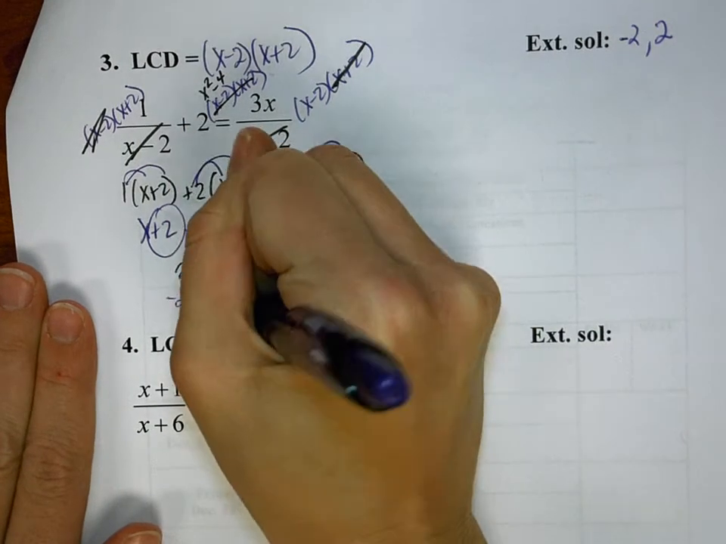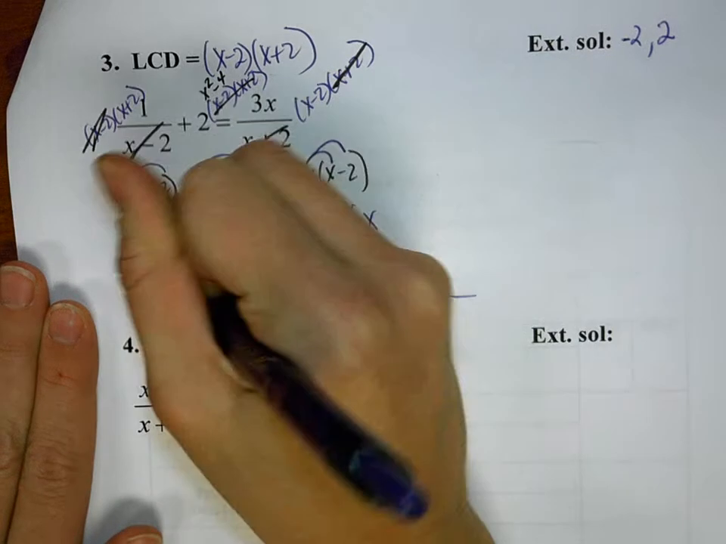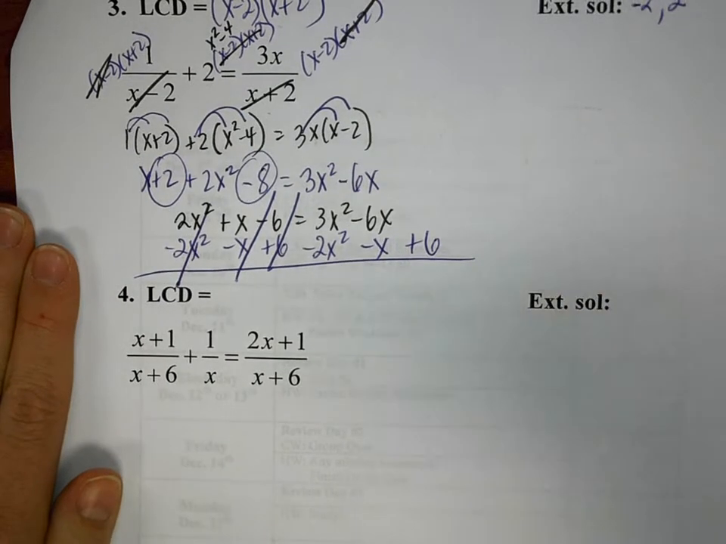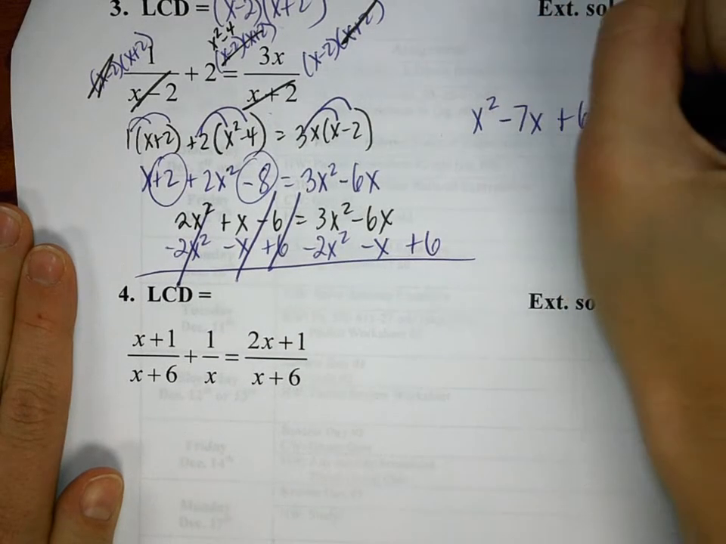We're going to subtract x, and we're going to add 6. So that moves everything to the right. And when I simplify that, I get x squared minus 7x plus 6 equals 0.